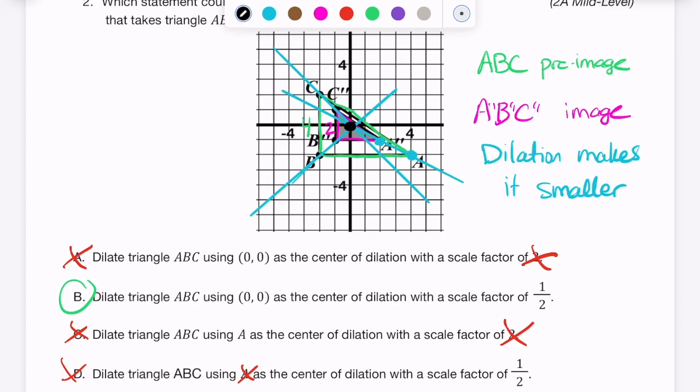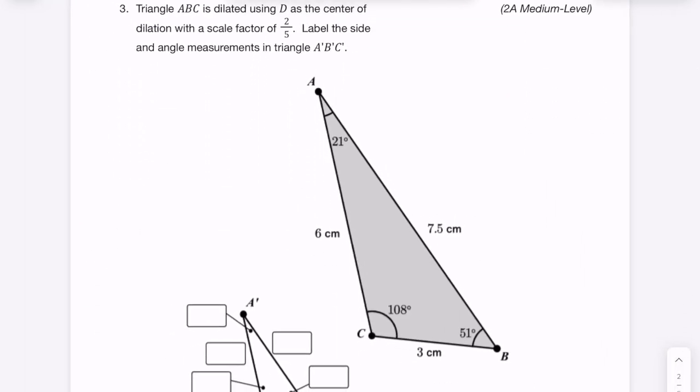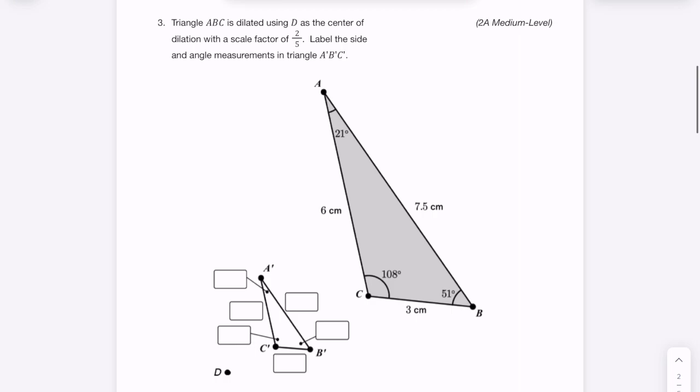Cool. All right. So those were my mild level questions. Moving on to the medium. Triangle ABC is dilated using D as the center of dilation with a scale factor of 2/5. Label the side and angle measures in triangle A prime, B prime, C prime.